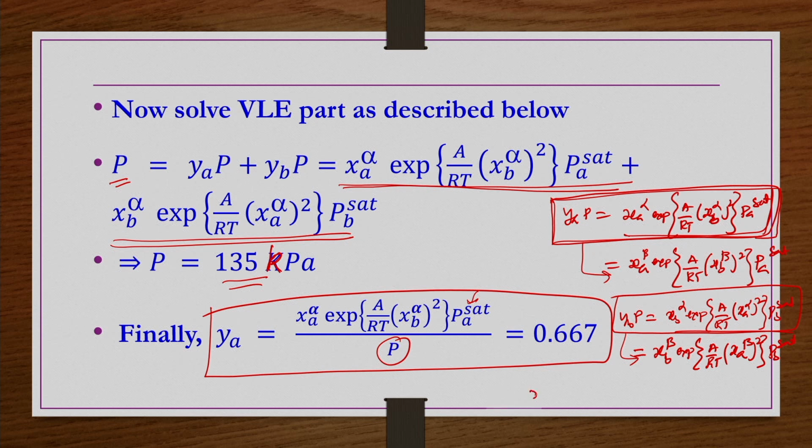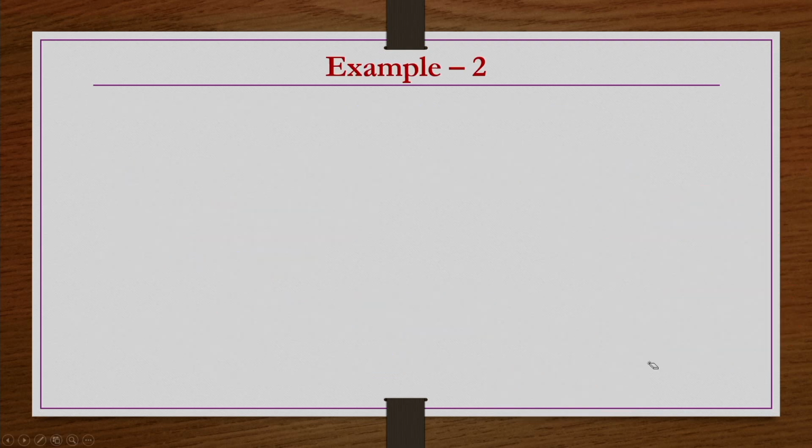Now, we found XA alpha, XA beta, and YA. All three phases, alpha liquid, beta liquid and the vapor phase, are coexisting and at equilibrium. Their compositions we have found this way by segregating them. This is how we can solve these problems easily. Now, what do we do? We take another example problem.